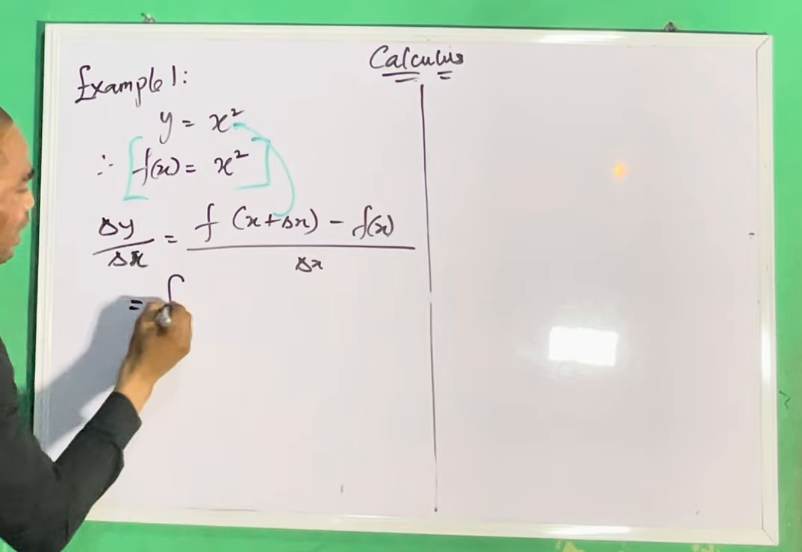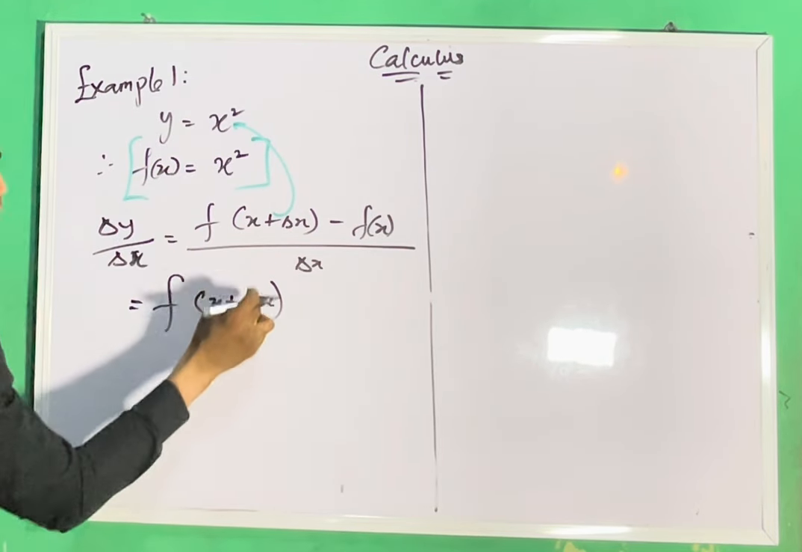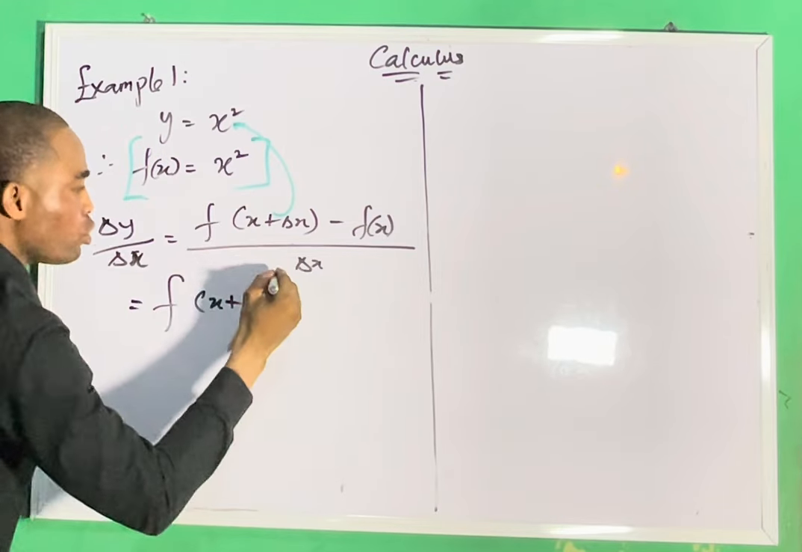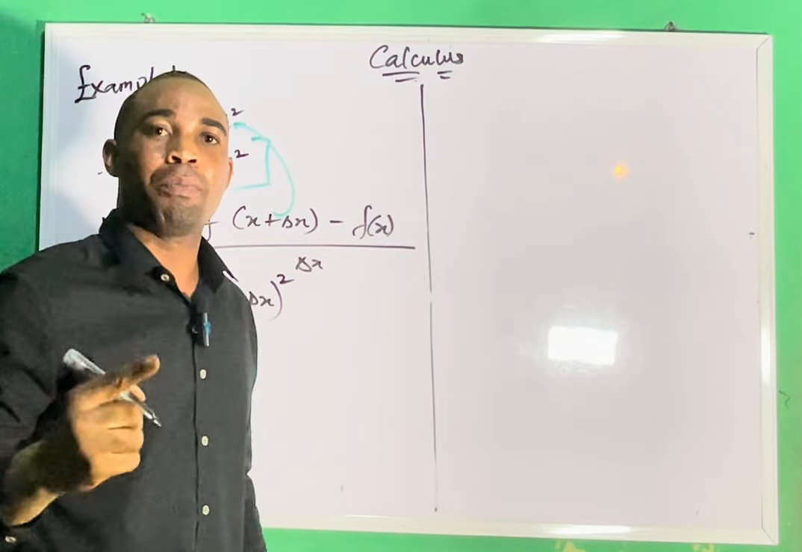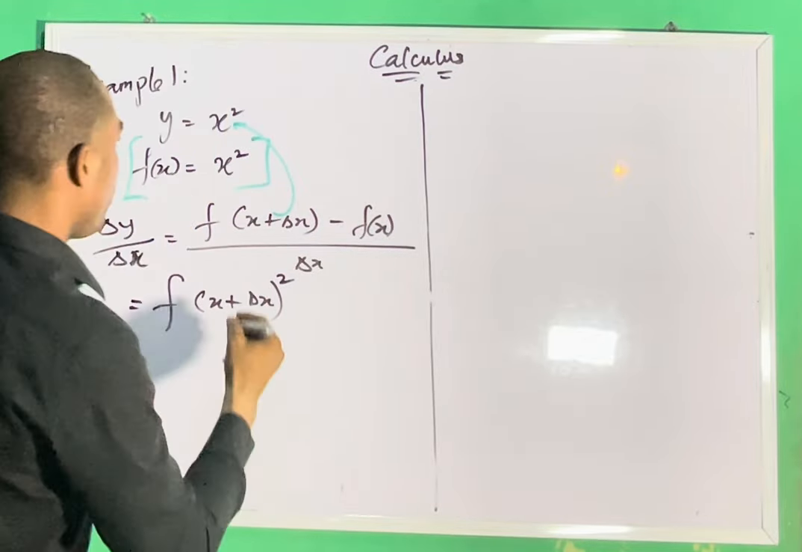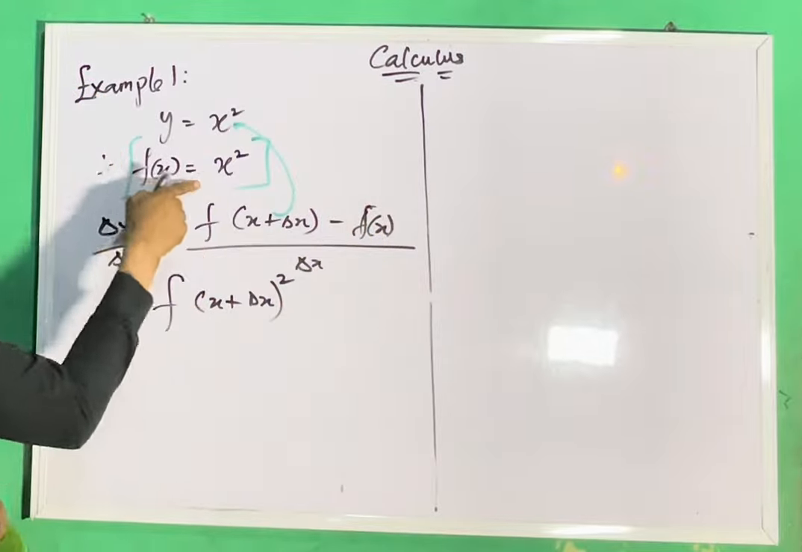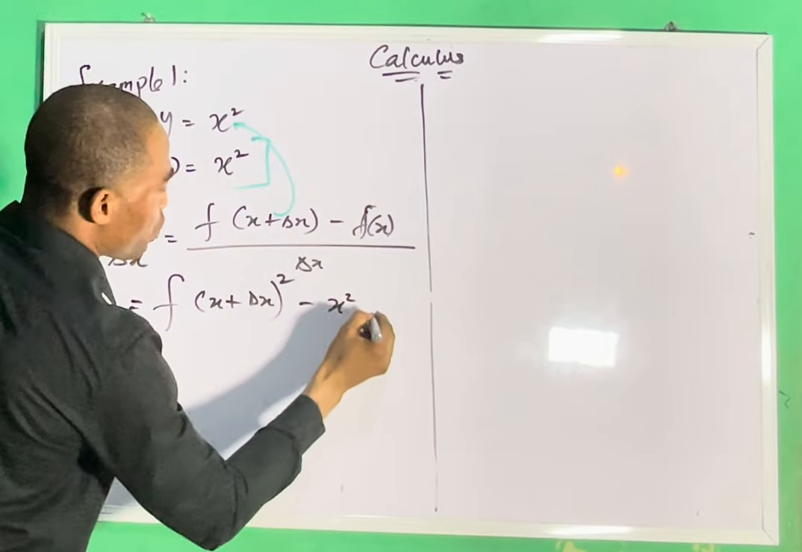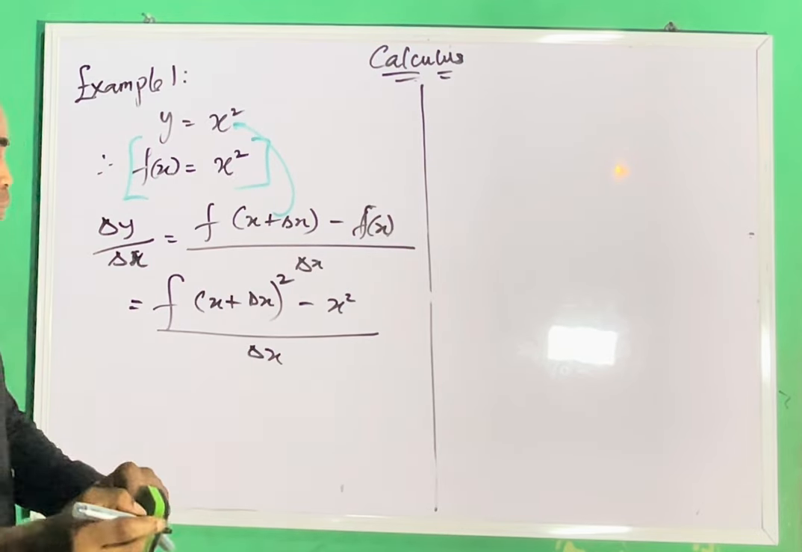So to simplify this, I'll be having what? x plus change in x. That means this x is this, but the power, we need to introduce it. In the first example, we didn't need to introduce the power because the power is 1 and you don't need to write it again. So now, don't forget f of x. What's our f of x from the initial function? It's x squared. So minus x squared, all over change in x, the initial first principle function.